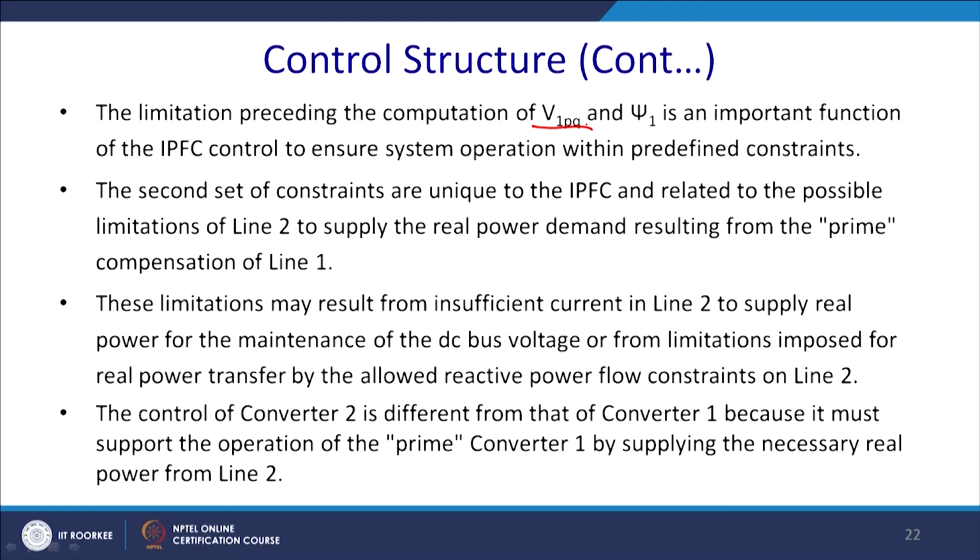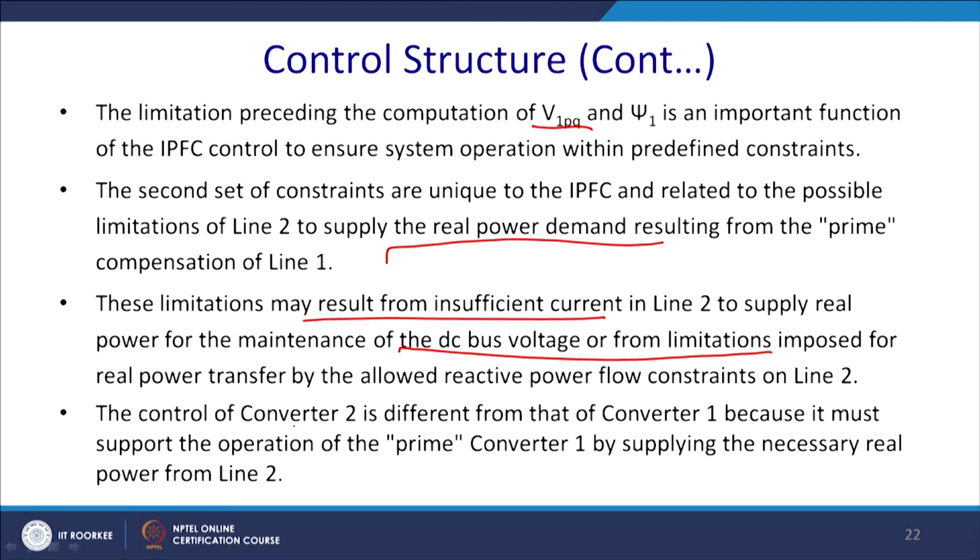The second set of constraints, which are unique to IPFC, are related to the possible limit of line 2 to carry the demand of the prime line's compensations. These limitations may result in insufficient current in the line to supply the real power, to maintain its DC bus voltage under the limitation imposed by the real power. So, this is a unique feature that has to be considered while designing the IPFC.